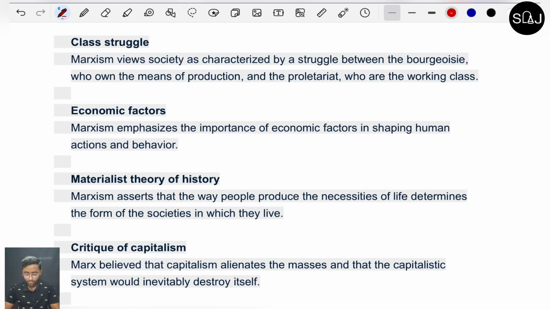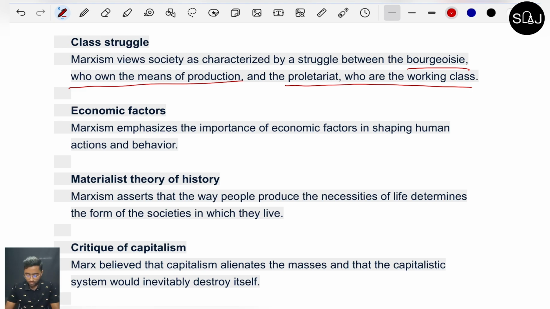Class struggle. Marxism views society as characterized by a struggle between the bourgeoisie, who own the means of production, and the proletariat, who are the working class. So, these terms and their meanings are important. Economic factors. Marxism emphasizes the importance of economic factors in shaping human actions and behavior.